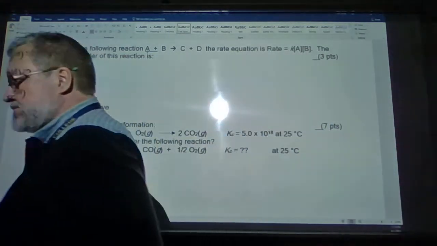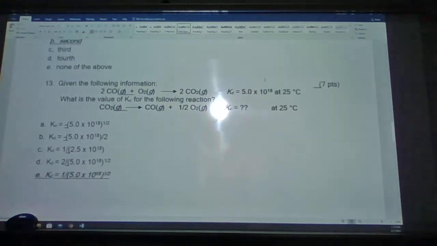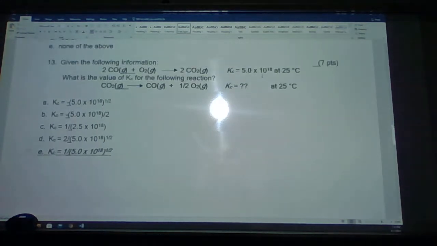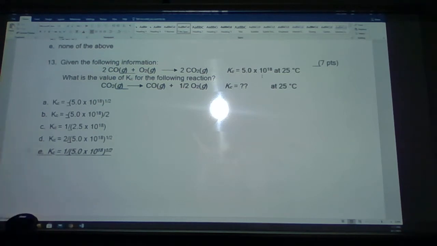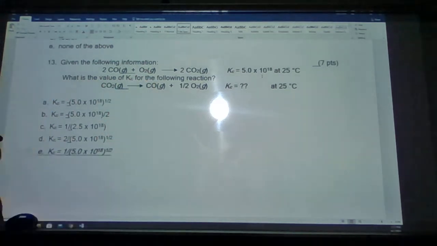Number 13. Given the following information: 2 carbon monoxides plus O2 gas gives us 2 carbon dioxides. The equilibrium constant for that reaction is 5.8 times 10 to the 18th at 25 degrees C. So we know what this reaction looks like.